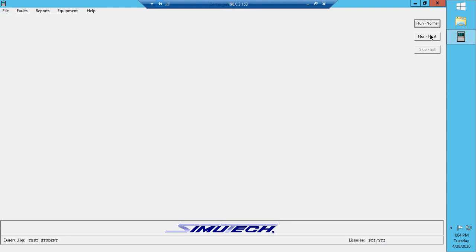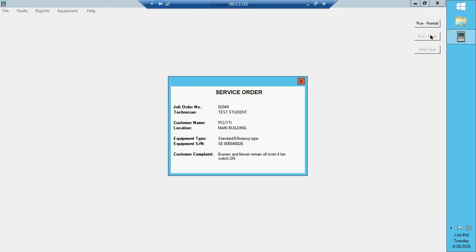So today we're going to do a demonstration on how to use the simulator to repair a no heat call. So what we're going to do is click on Run Fault. The first thing it does, it gives you a service order. In this case, it's Test Student. You've got a standard efficiency furnace. In this case, it's a standing pilot furnace, and the customer is complaining that the burners and blower remain off even if the fan switch is in the on position. So that's what the customer is complaining about.